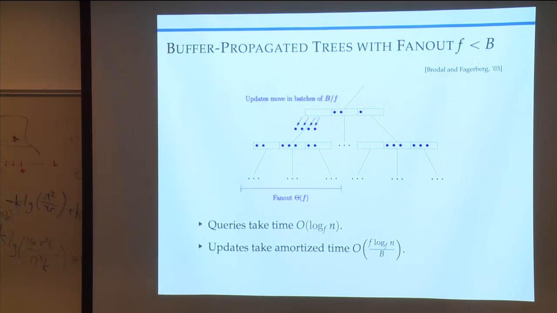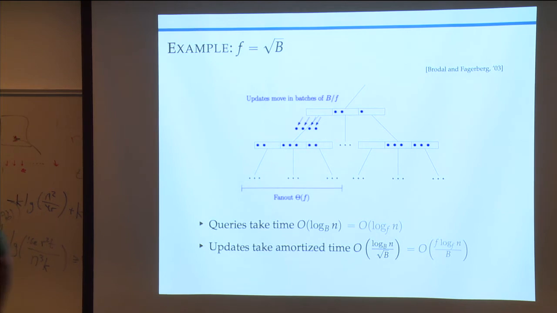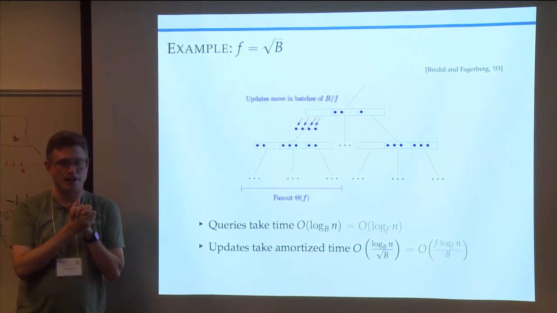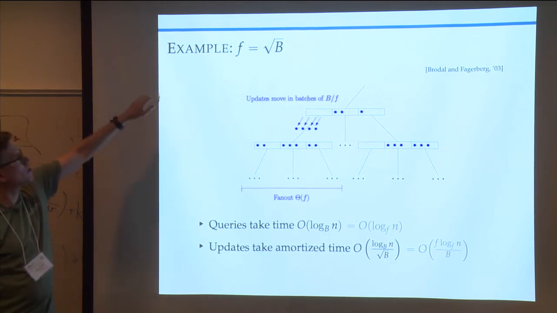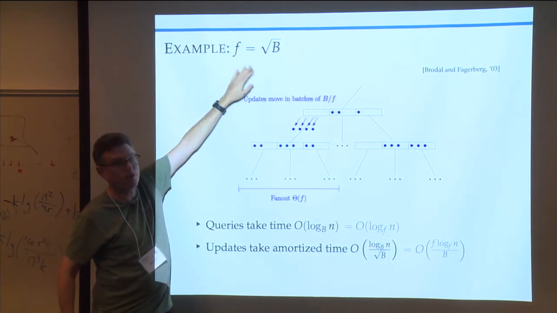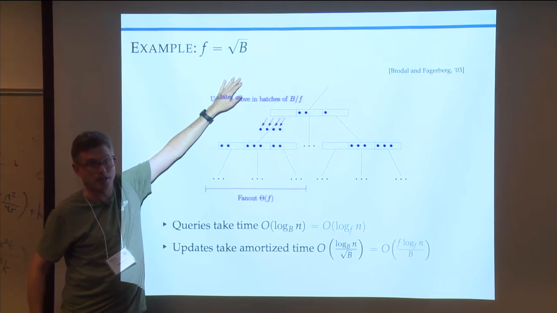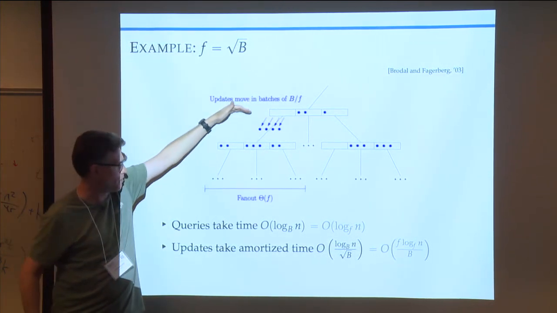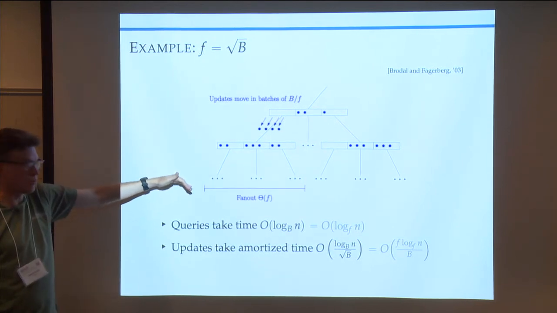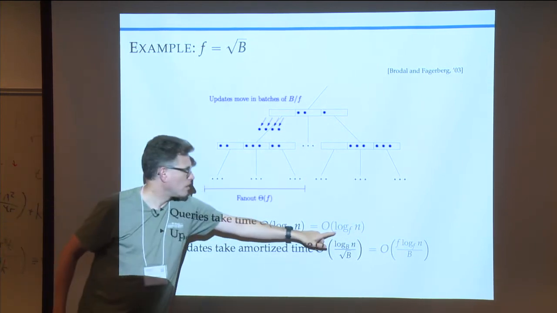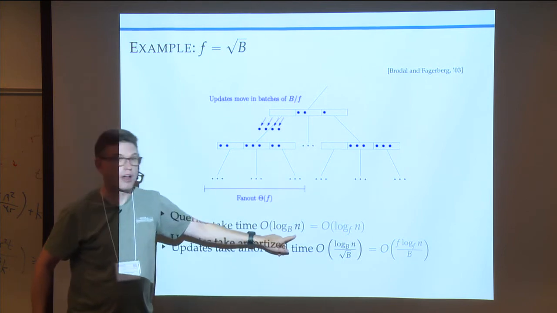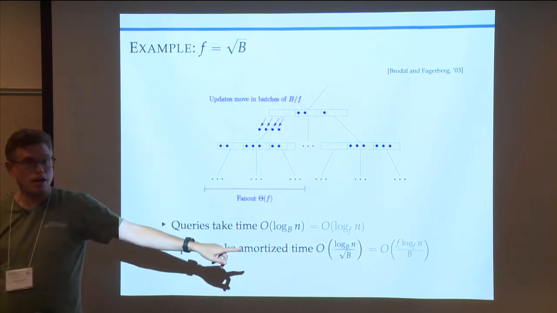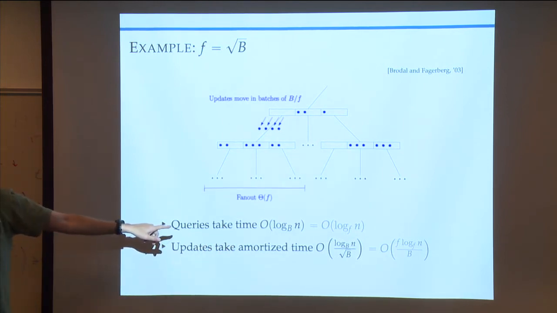That's right. OK. So let me just plug in some example values. One relevant value is, what if the fan out is square root of the block size? The nice thing about this is, if the fan out is square root of the block size, well, log base square root of b is the same as log base b. So that means the search cost is the same as the search cost in a B tree.